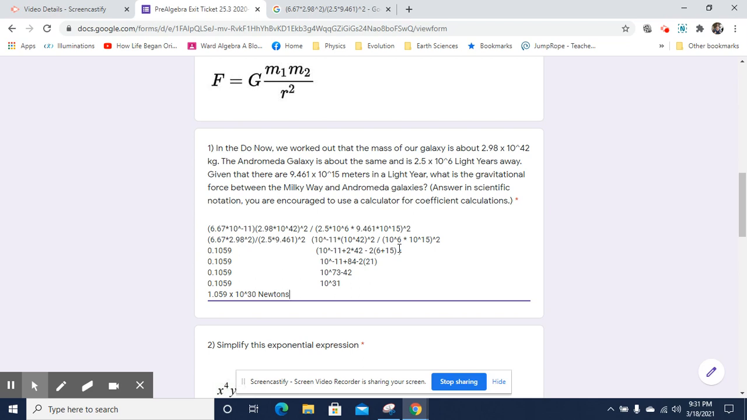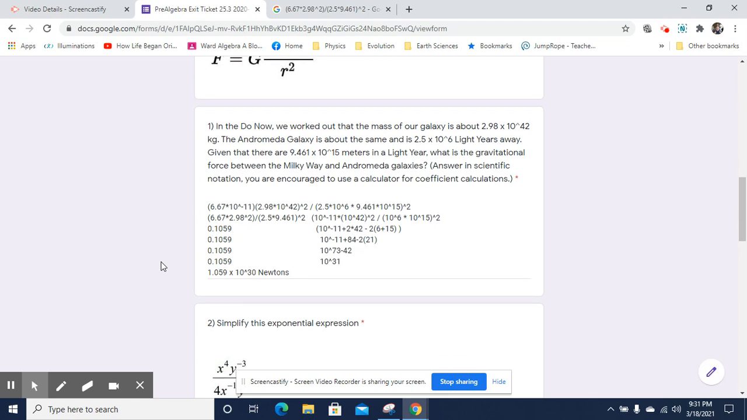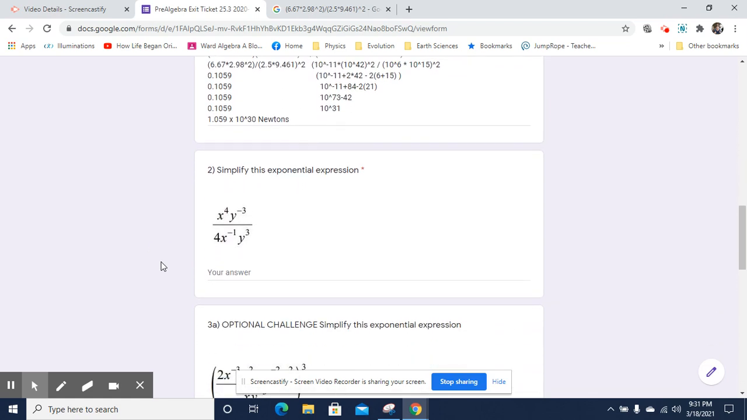That is humongous. So that looks to me like it's going to be in the neighborhood of about 2.3 times 10 to the 29th pounds. But a galaxy takes a lot of force to move, so it's going to need that kind of force to move it. So there you have it. That is the number of newtons between the Milky Way galaxy and the Andromeda galaxy.